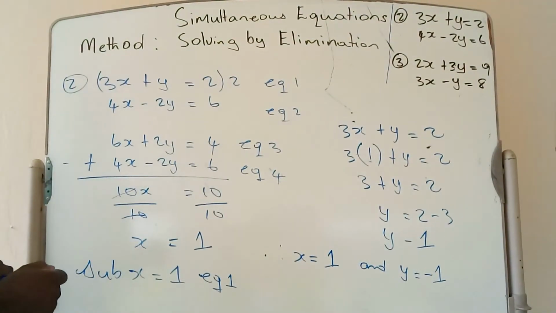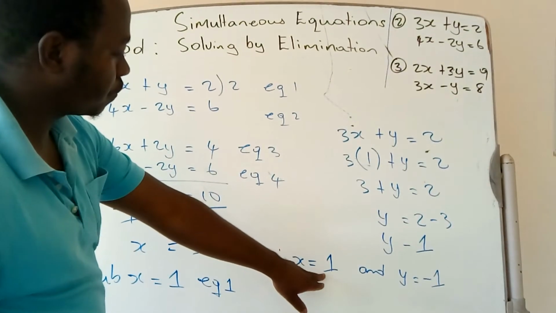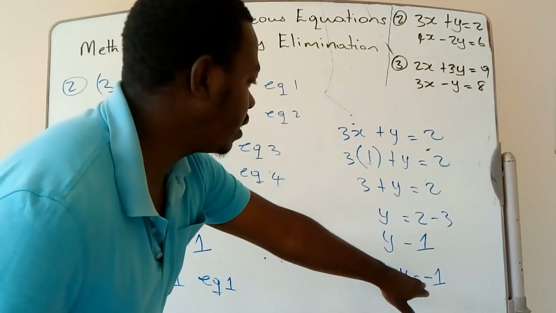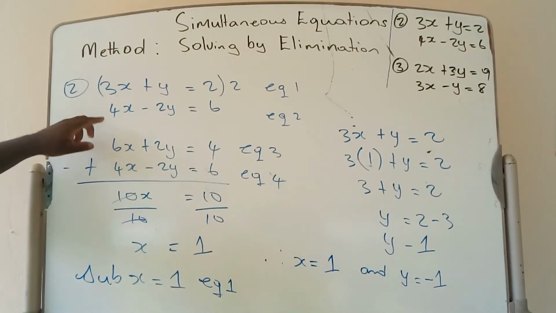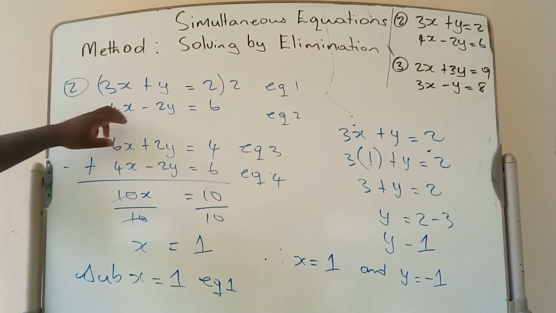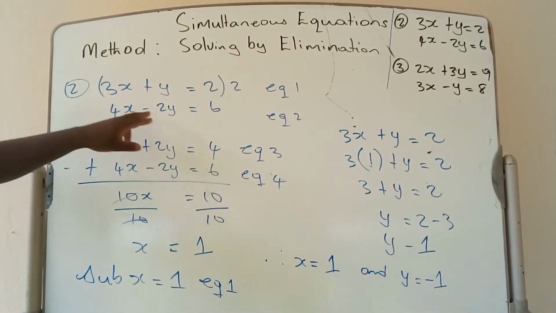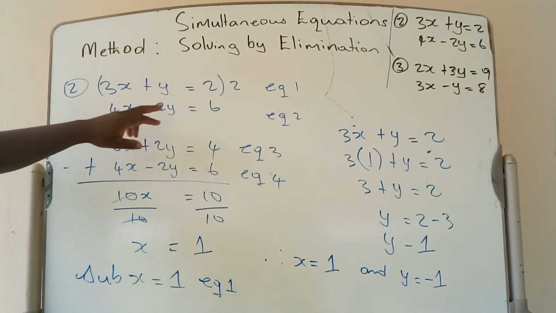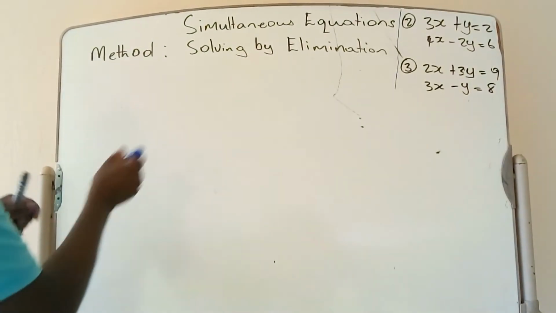And you can always do a quick check. We know that x is equal to 1 and y is equal to -1. So I'm going to pick equation 2. So 4 times 1 is 4, minus 2 times -1 gives us plus, so that's 4 plus 2, which equals 6. That's it.